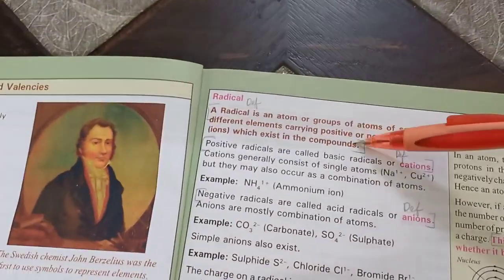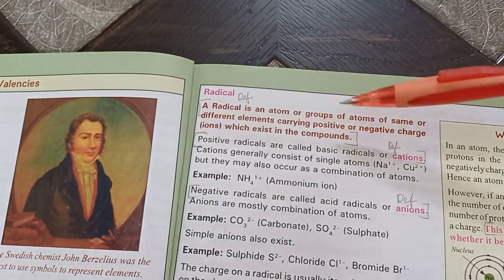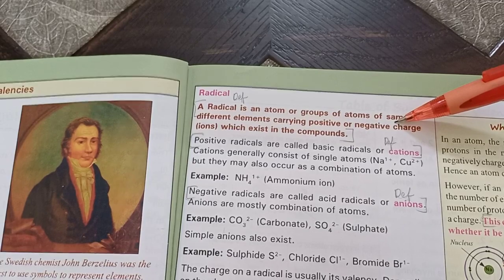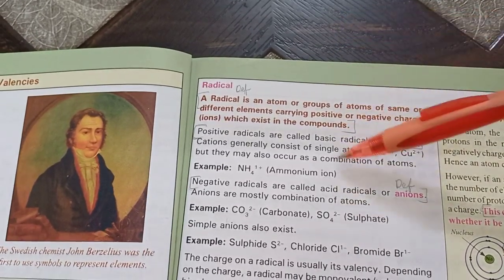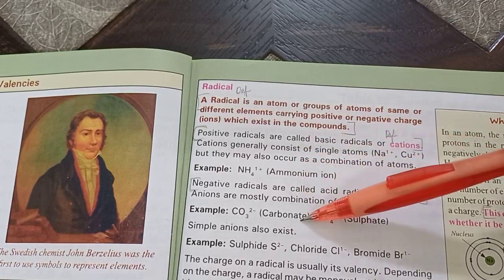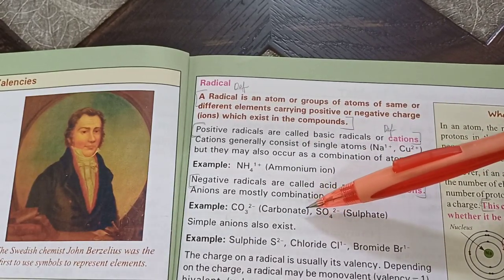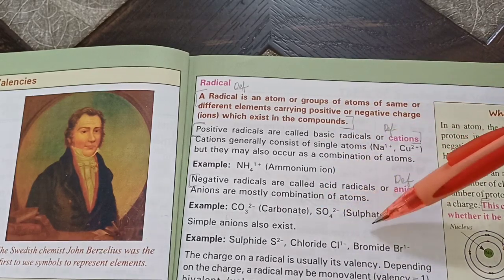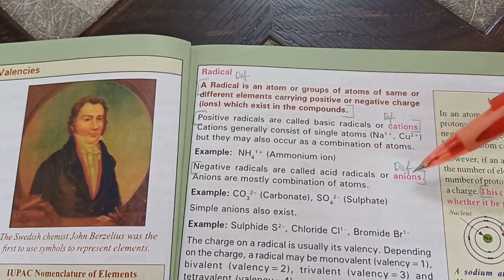Next, the definition of radical. It is an atom or a group of atoms of same or different elements carrying positive or negative charge. So for school level, you can just remember radicals as ions. So just like we have cations and anions, we have positive radicals and negative radicals. But in reality, radicals can be without charge as well, which you will study in 10th standard. Mark the definition of positive radicals and negative radicals, or cations and anions.